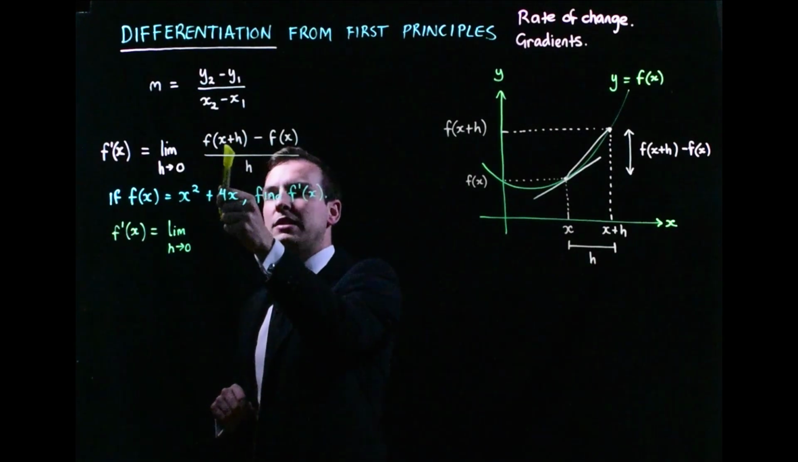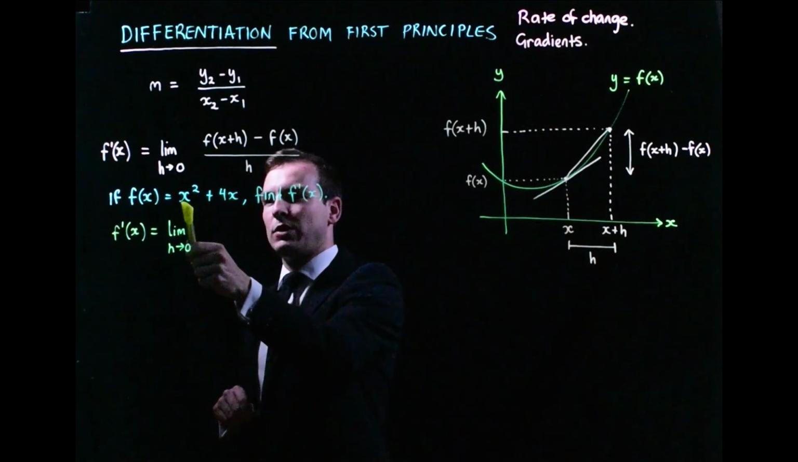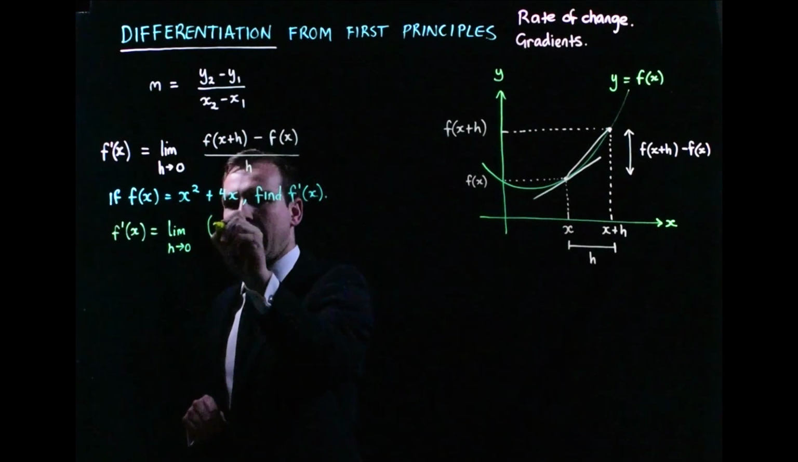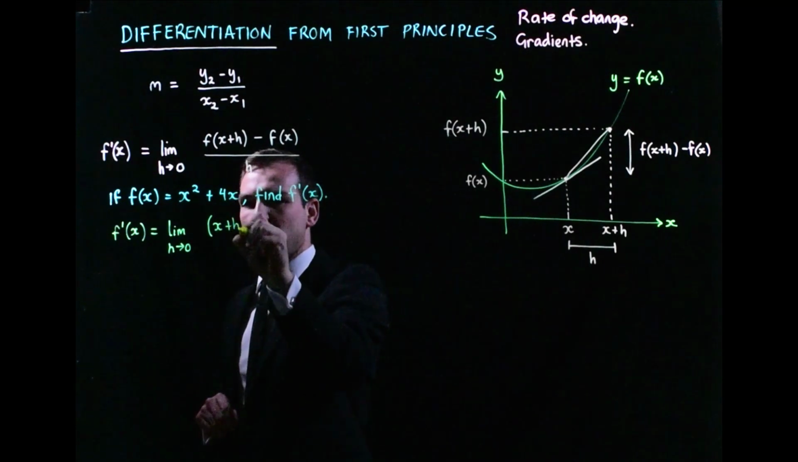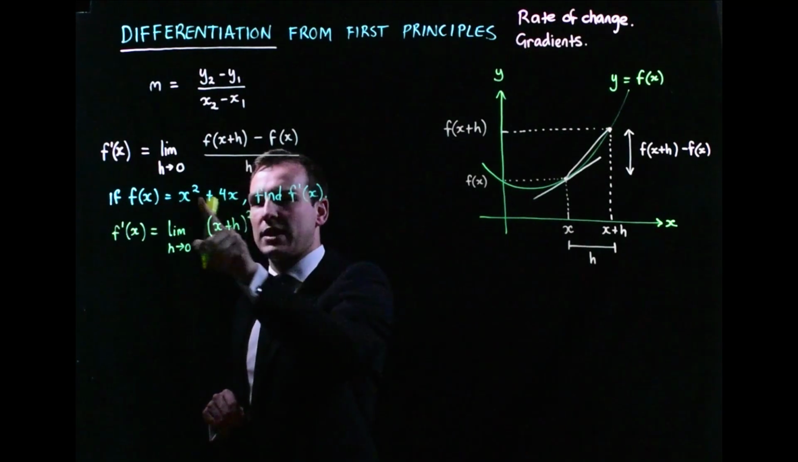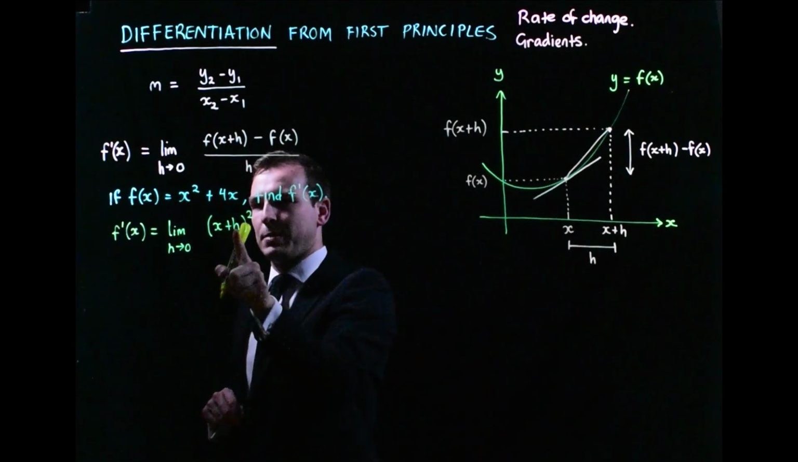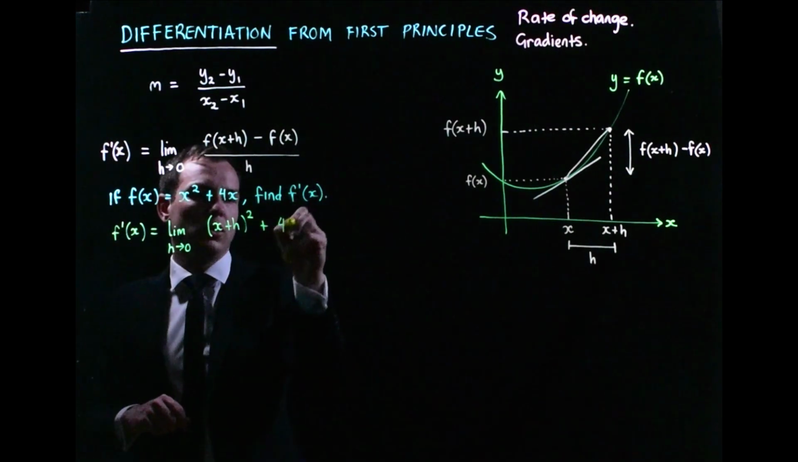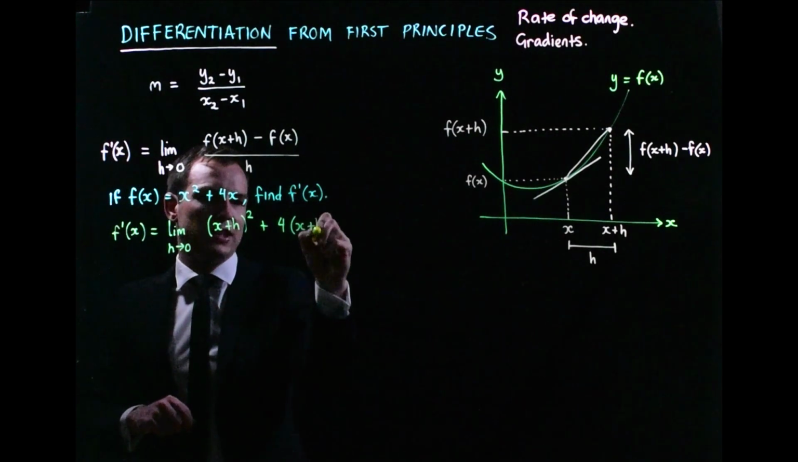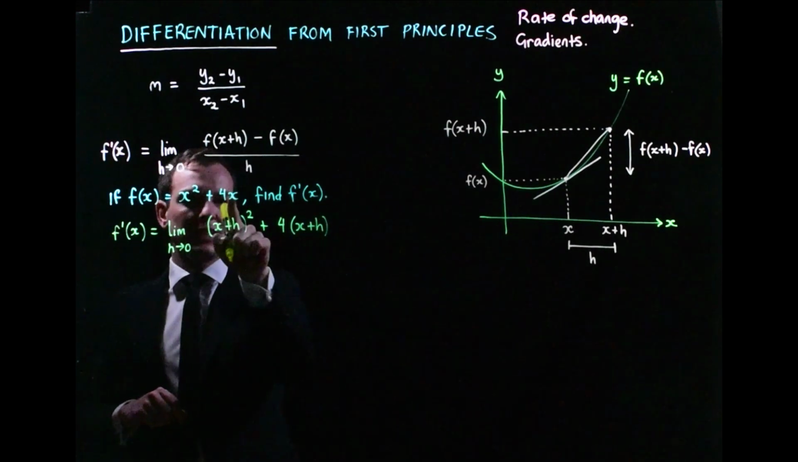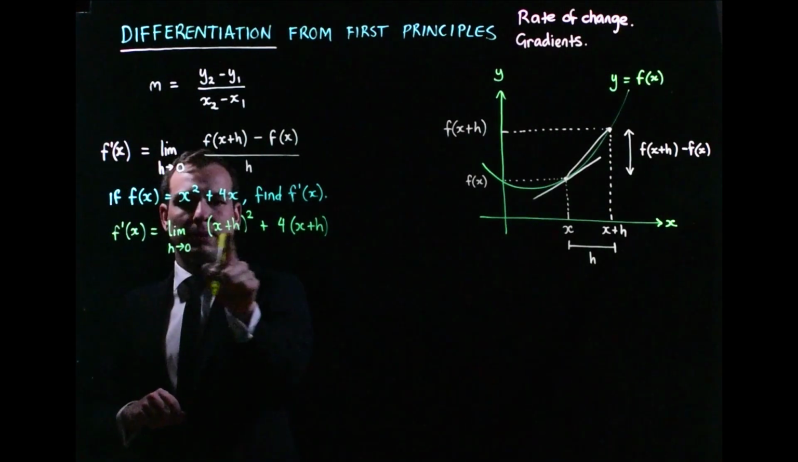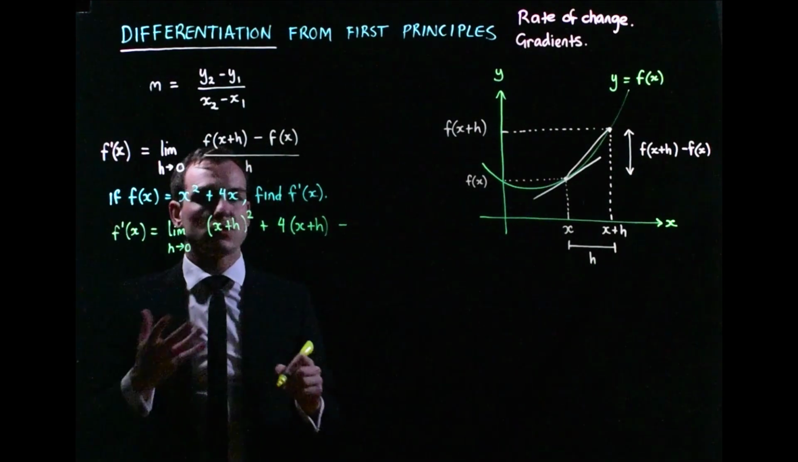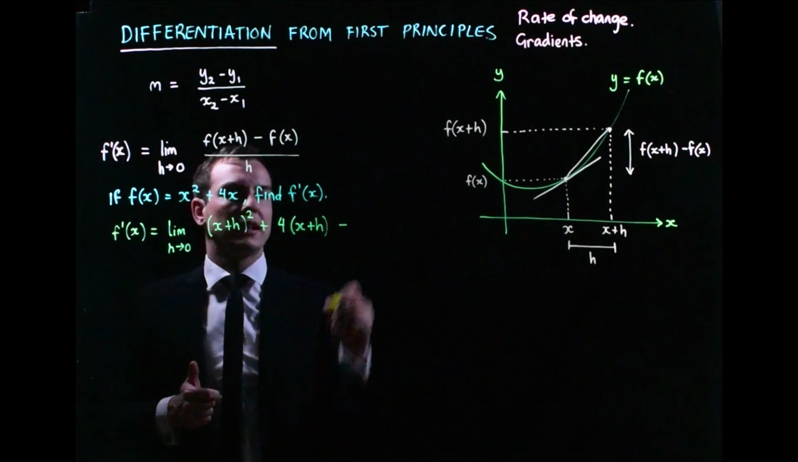So what this means is wherever there's an x in our original rule, we're going to replace it with x plus h. So this is going to become x plus h all squared, so that's x squared when we put x plus h in, plus, and then we're going to have 4 times x plus h, because wherever there's an x in our function, we're replacing it with x plus h at this stage.